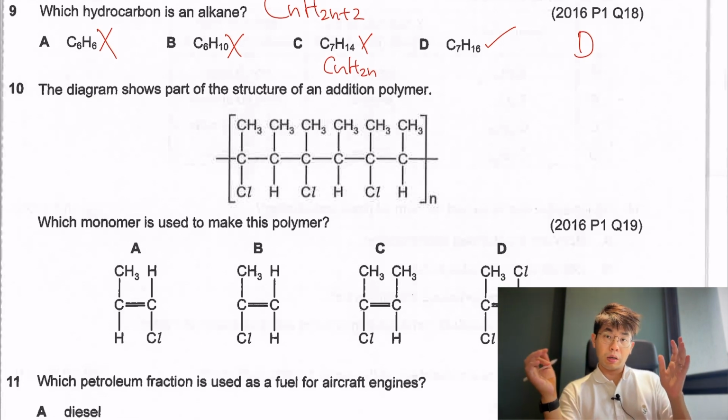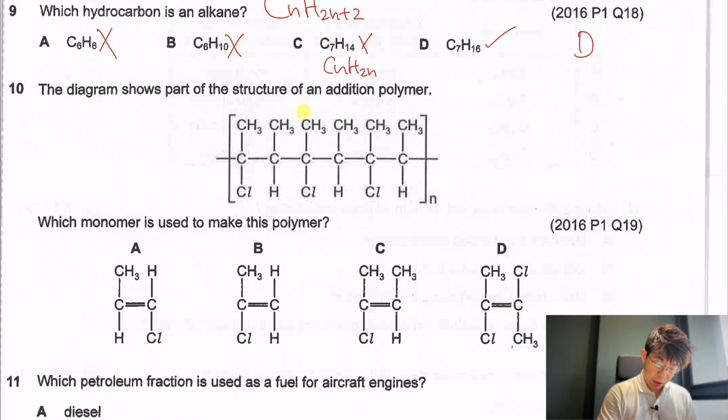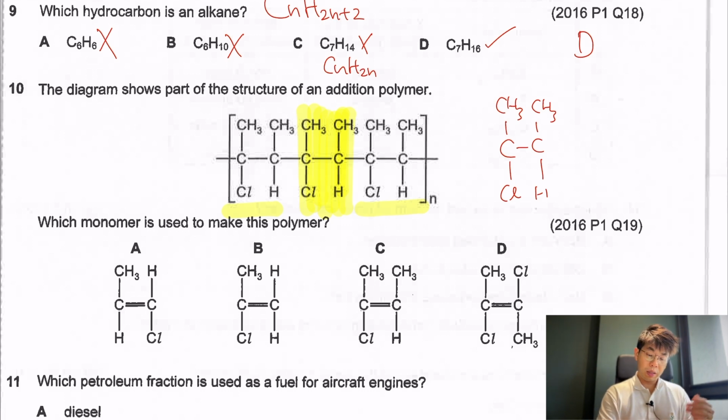Alright, question number 10. This is about addition polymerization. So let me just quickly go through how we're going to do it. So you can see that there is a repeating unit. So let's look at this. This part of it actually repeats, right? It repeats here and repeats here. So what you do is that you draw this out like that. Do you see how what I drew is similar to what I highlighted? And then you just put a double bond over here. Okay, so that's the technique. I'll talk more about it in the future. So the answer here is C.